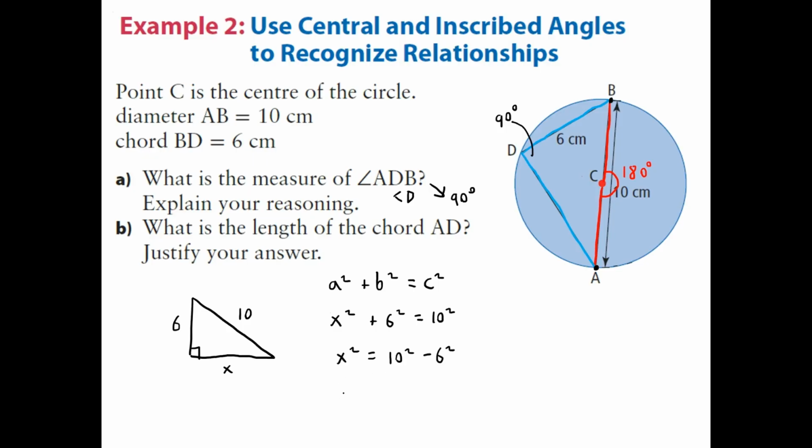I'm going to take the square root of both sides. So I'm just going to have x left on this side. The other side I'm going to have the square root of 10 squared minus 6 squared. And 10 squared minus 6 squared would be 100 minus 36. So I have the square root of 64 because 100 minus 36 is 64. And the square root of 64 is 8. Hence, x, or chord AD, must be equal to 8 centimeters.